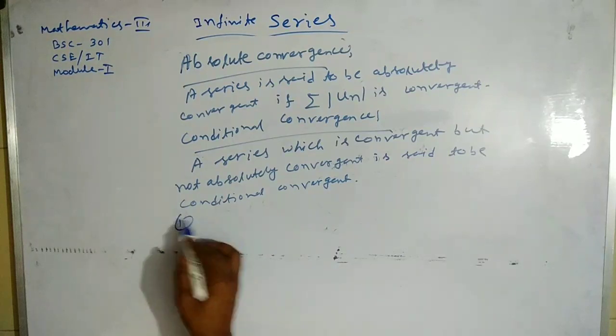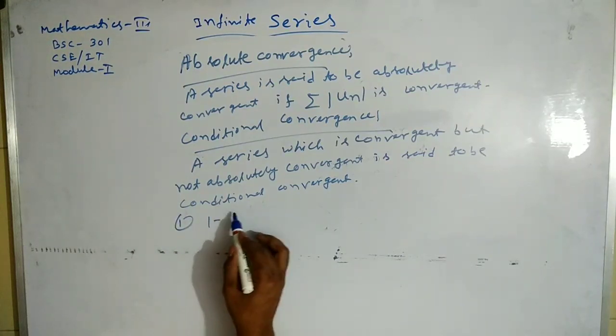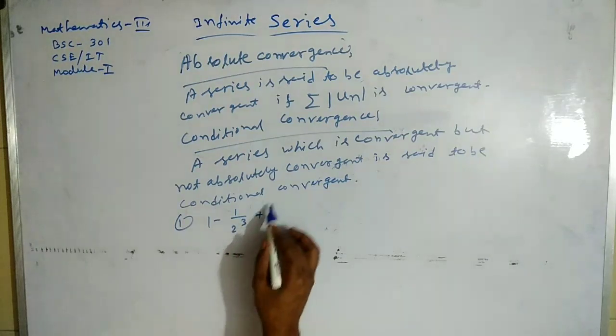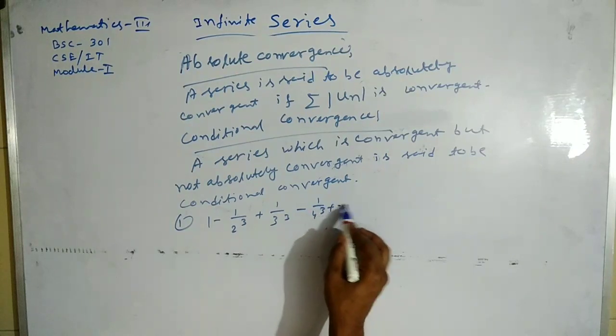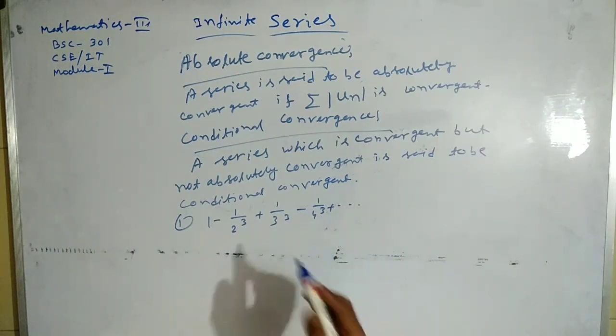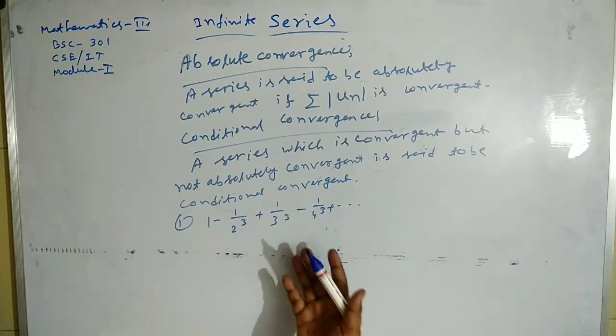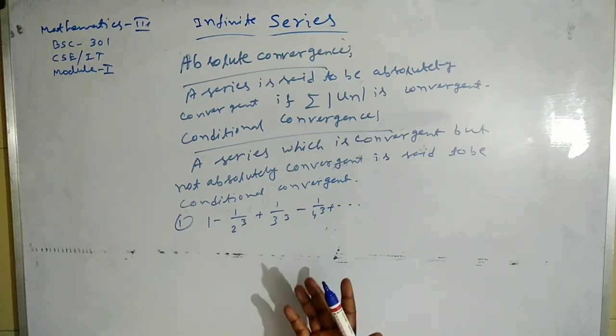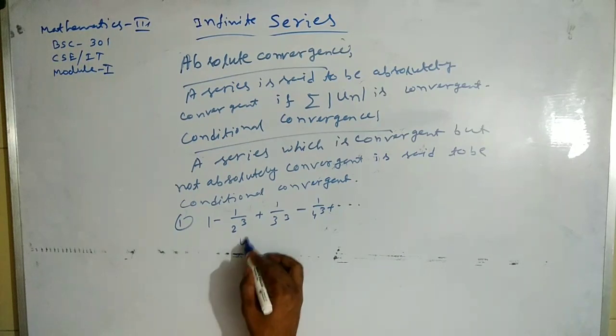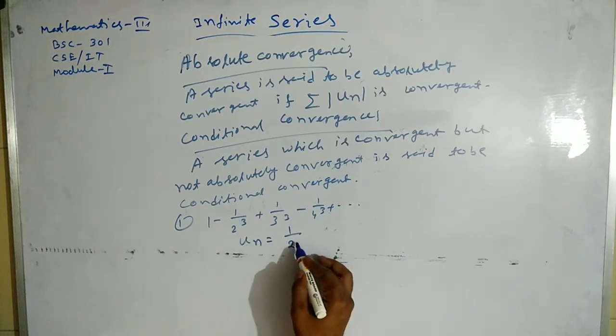So example number 1, we take 1 minus 1 by 2 cube plus 1 by 3 cube minus 1 by 4 cube plus dot dot dot. Here you can see that this is an alternating series. So to check the convergence of this series, we have to apply the Leibniz test. So by Leibniz test, first you write un will be 1 by n cube.